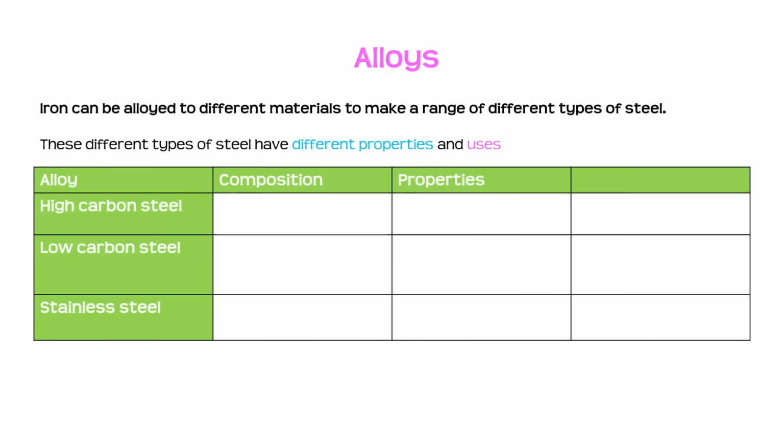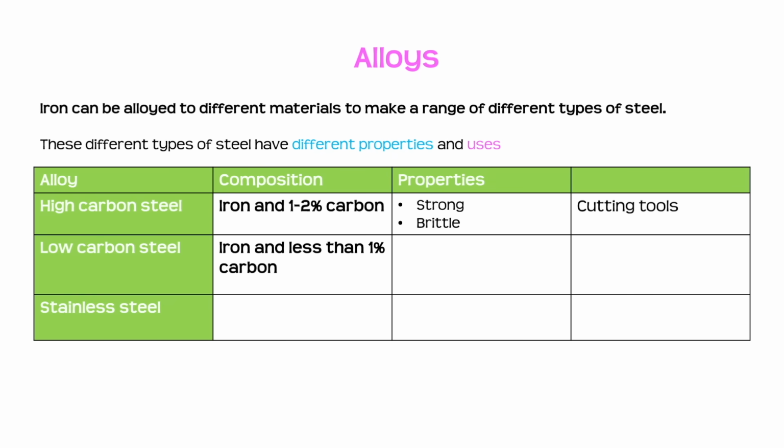Now we use iron to make steel. However, we get different types of steel. We get high carbon steel, low carbon steel and stainless steel. Now these different steels are iron alloyed with different amounts of different elements. Let's have a look at high carbon steel. High carbon steel is composed of iron and 1 to 2% carbon. It has the properties that make it strong and brittle, which makes it really useful for cutting tools.